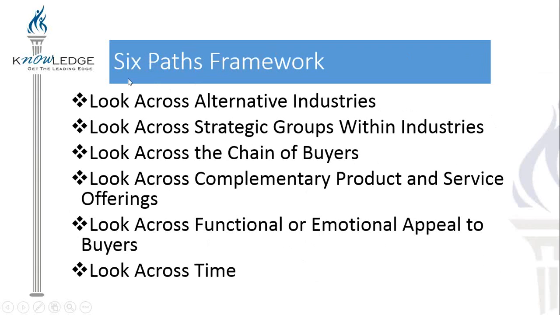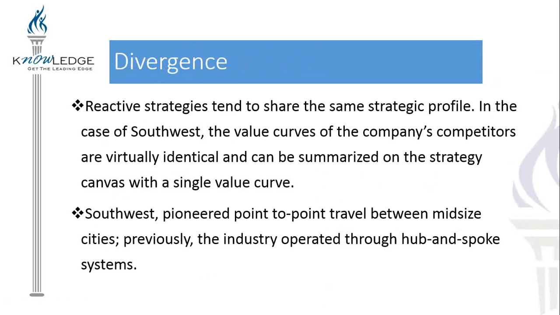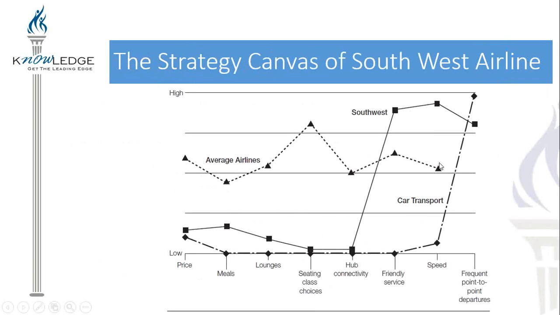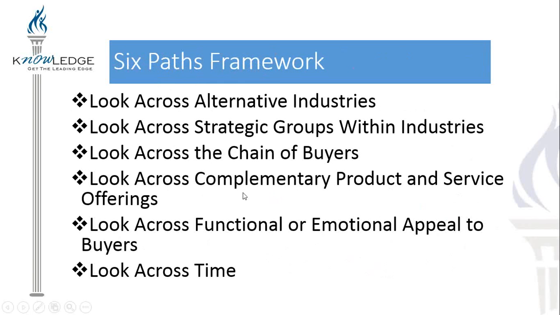If you see how we develop a strategy canvas, we can do it by following the following 6 parts framework, which is looking across the alternate industries, exactly what Southwest Airline did. They compared themselves with the car transport while they were an airline industry. They did not compare themselves with other airlines. They compared themselves with the alternate industry.